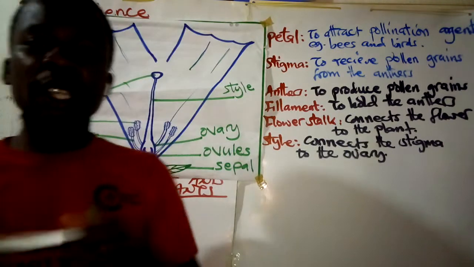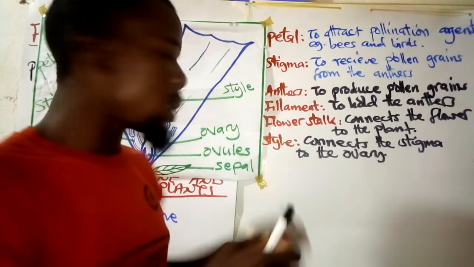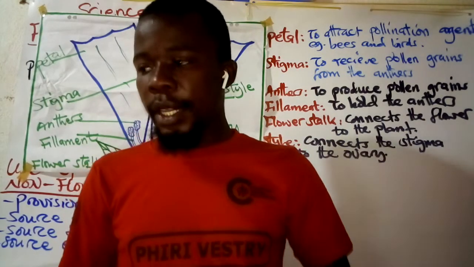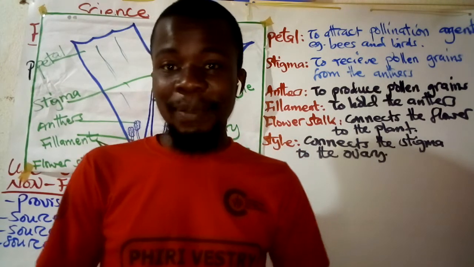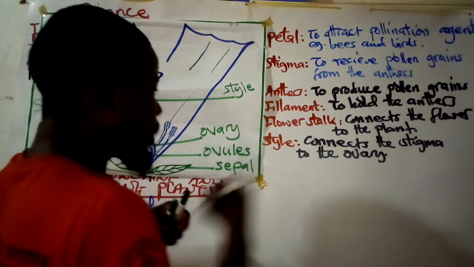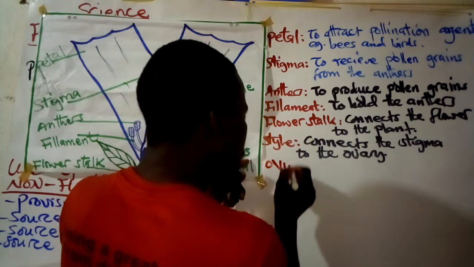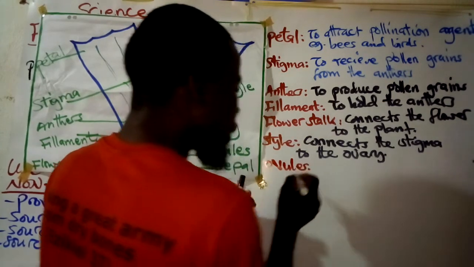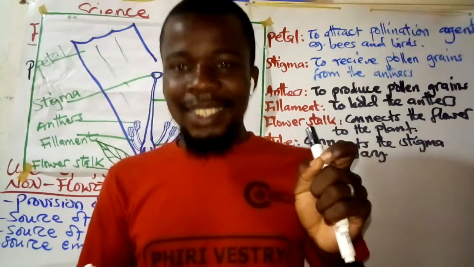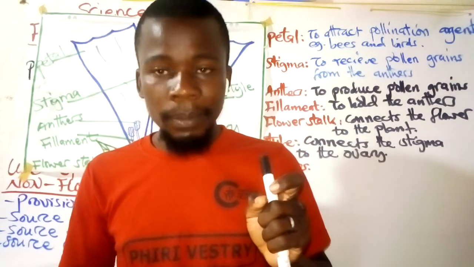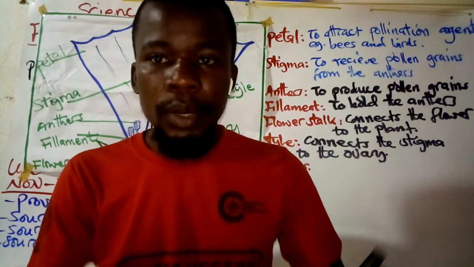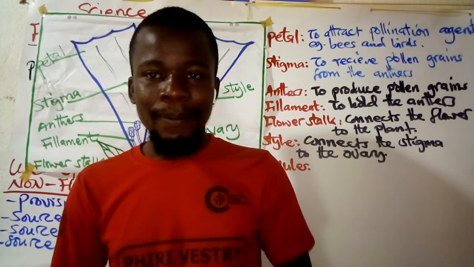The function of the flower stalk, the style, is to connect the stigma to the ovary. All right. Let's look at the ovules. The function of the ovules is to develop into seeds. After fertilization, the ovules develop into seeds.